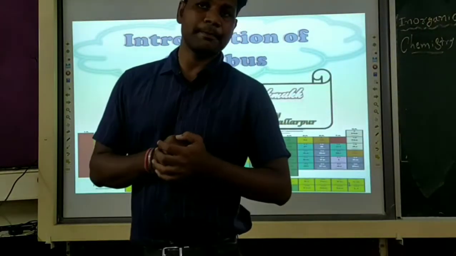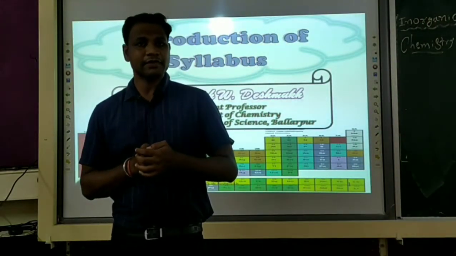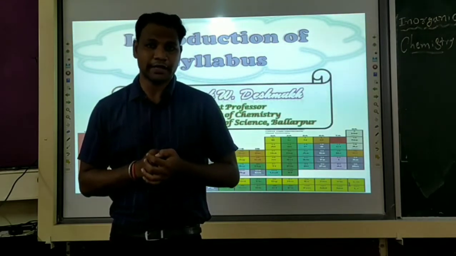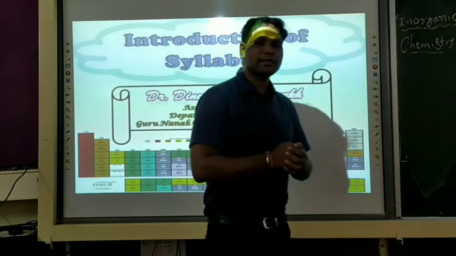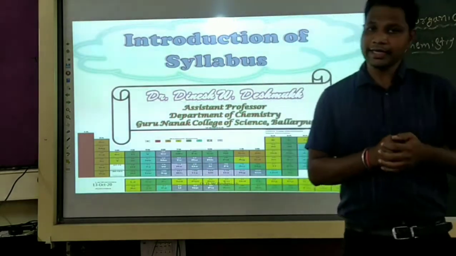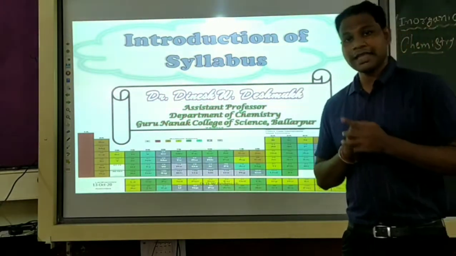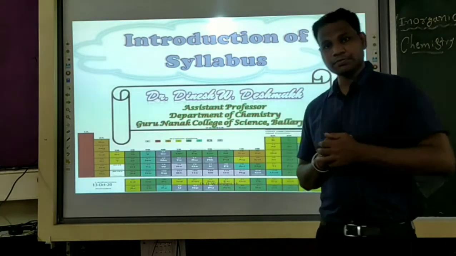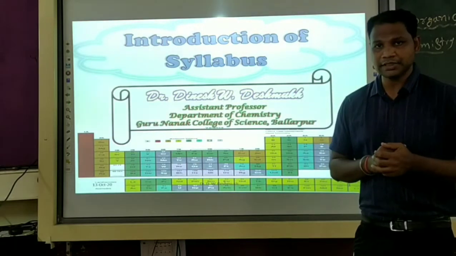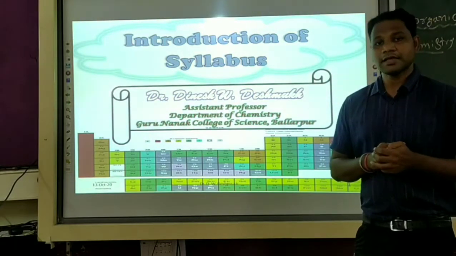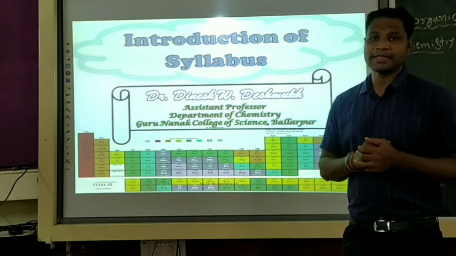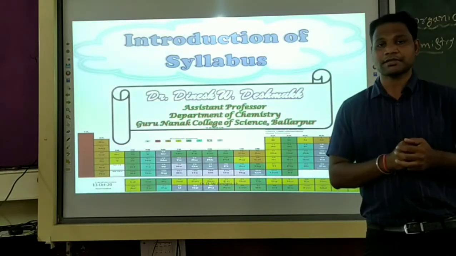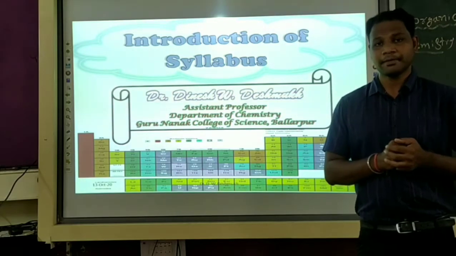BSc first year deals with two different papers, that is inorganic chemistry and organic chemistry. Inorganic chemistry is for 50 marks and organic chemistry for 50 marks. Theory paper 50 marks plus 10 marks internal for each paper, means 60 plus 60, 120 marks, plus 30 marks for practical, means the total chemistry paper for your BSc first semester is for 150 marks.